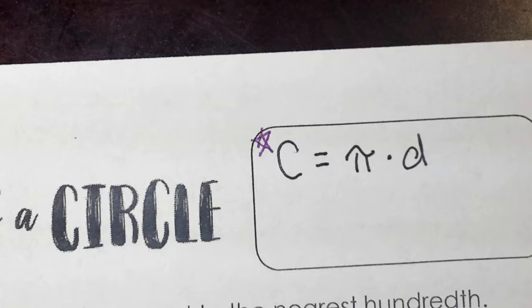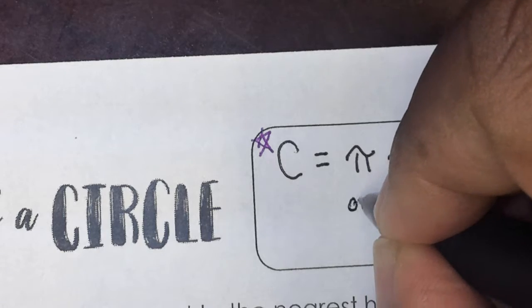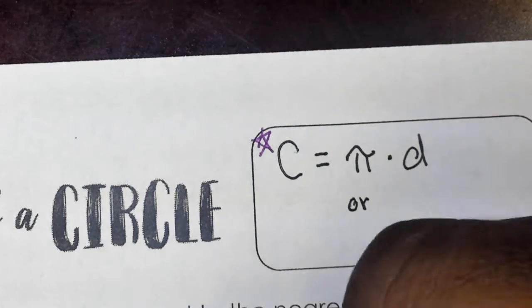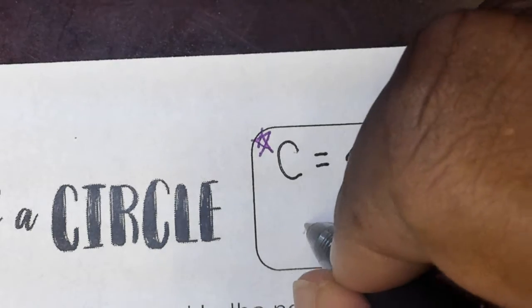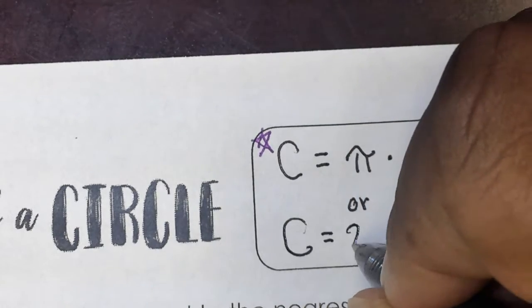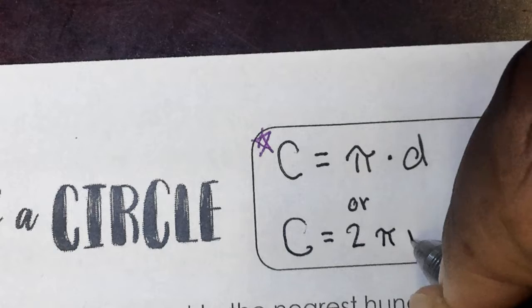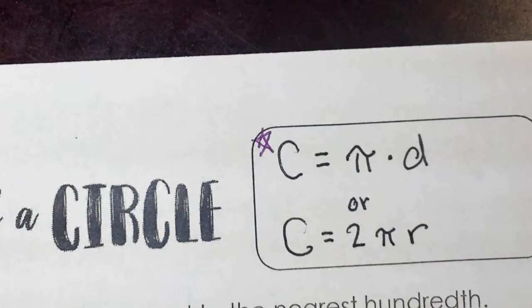It came with the poster set. You would get the exact same answer. I'm explaining why I don't want you to use it. The other formula, which means the exact same thing, is 2 pi times the radius, the one that you see on the wall here.